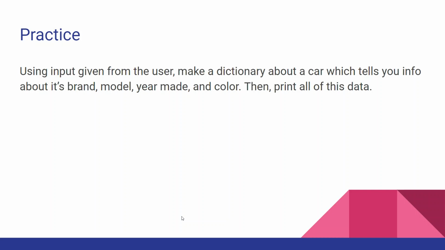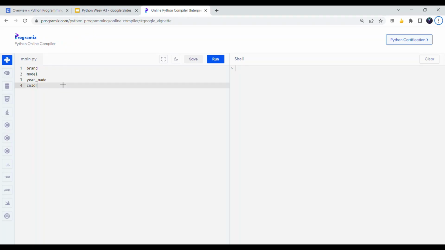Now let's do some practice. Using input given from the user, let's make a dictionary about a car, which tells you info about its brand, model, year made, and then finally, color. Now let's begin our assignment for dictionaries. First, let's talk about a brand. What type of brand would we think of? Let's say Ford, Mustang, and so on. These are all strings, and we would make it a str.